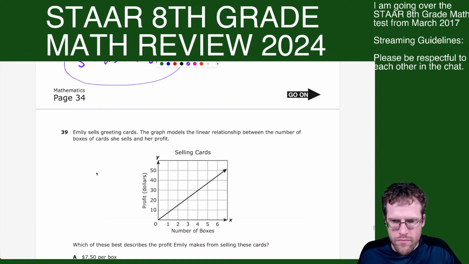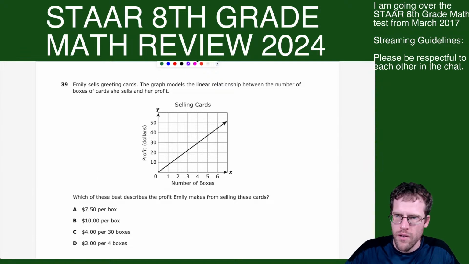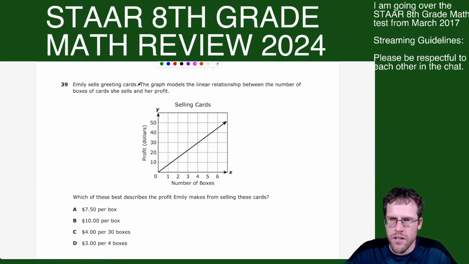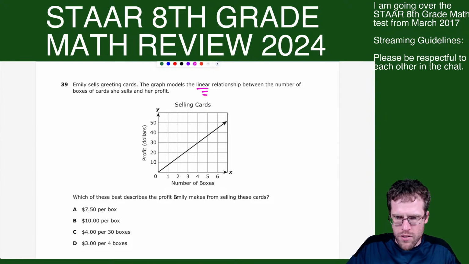All right, moving on. Question 39. In this test, they really like slope, and this looks like slope. Emily sells greeting cards. The graph models the linear relationship between the number of boxes of cards she sells and her profit. Which of these best describes the profit Emily makes from selling these cards? So we have profit over boxes.